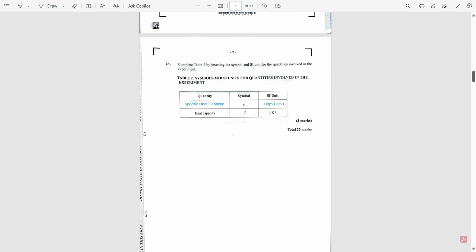Then the last part of question 1, we have complete Table 2 by inserting the symbol and SI unit for the quantities involved in the experiment. And we have here small c, that's specific heat capacity. We have joules per kilogram per Kelvin, or it could be per degree Celsius. But here I want the SI unit, so let's just stay with Kelvin. And then heat capacity, that would be a capital letter C.